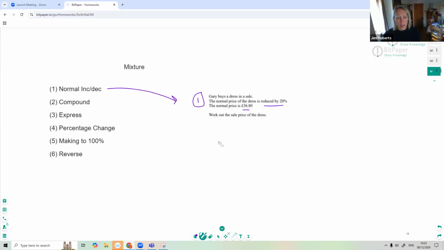How do we answer these? £36.80 reduced by 20%. What's the multiplier for a reduction of 20%? 100%, take away 20% is 80%. 80% as a decimal is 0.8. £29.44.